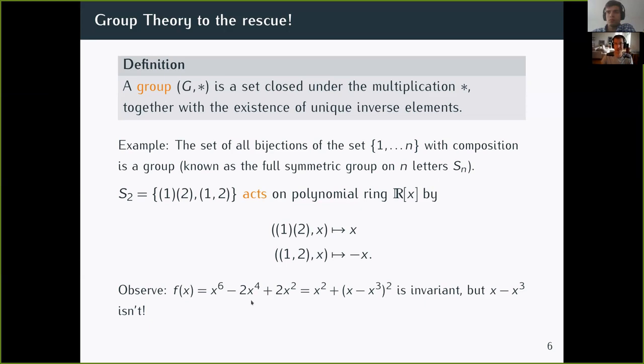So that means that they are going to kill this minus that we add. But if you look at its sum of squares decomposition, so it's x squared plus (x minus x cubed) squared, we see that neither x nor x minus x cubed are invariant under this action. So when you hear about group actions and invariance in the previous slide, you may think, okay, if I'm looking for an invariant sum of squares decomposition, I just want all summands to be pretty much invariant. But as you can see here, it's not the case.